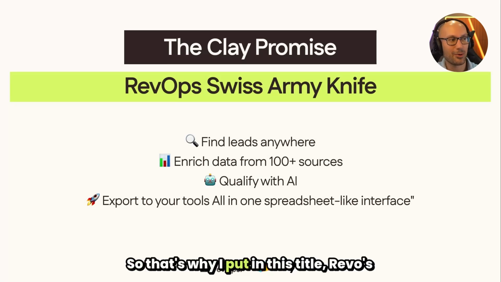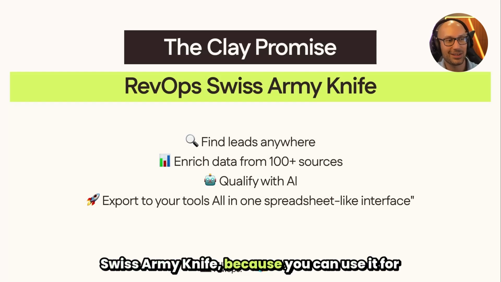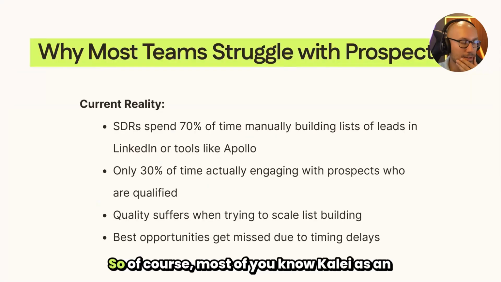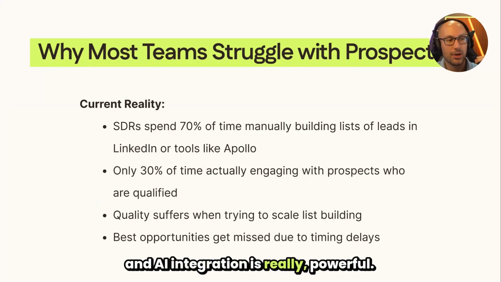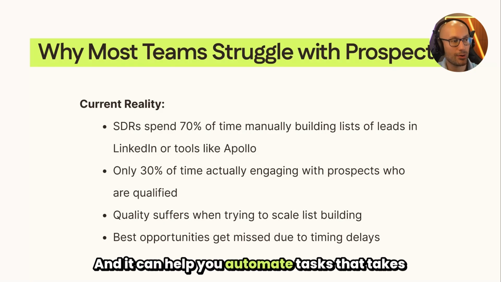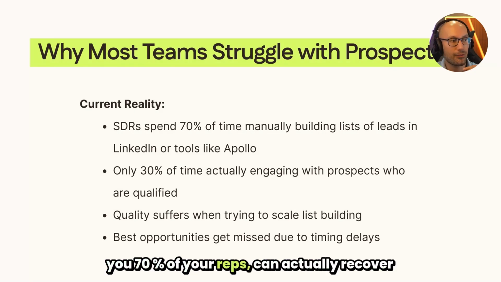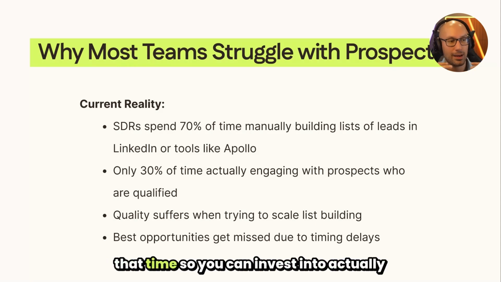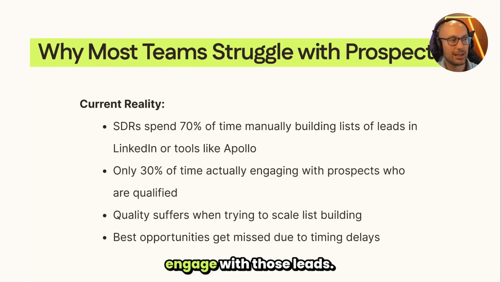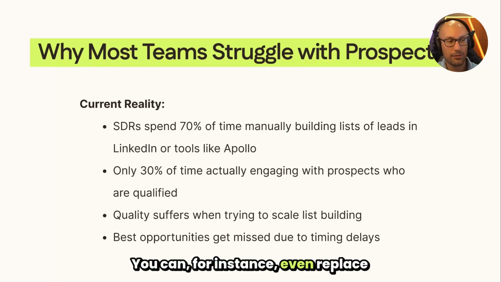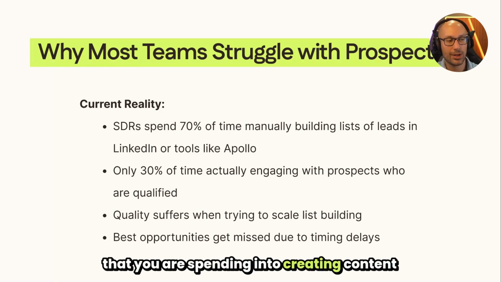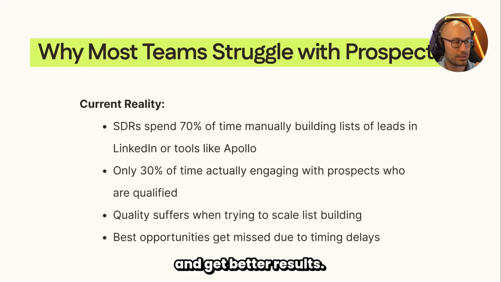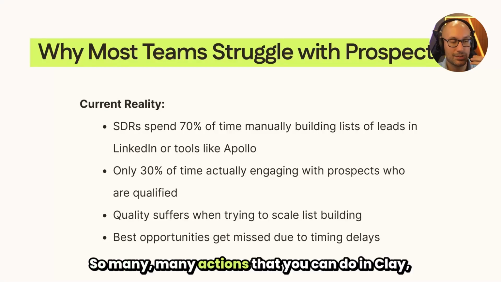So there are many use cases that Clay can help you with. That's why I put in this title, RevOps Swiss Army Knife, because you can use it for many, many things. Of course, most of you know Clay as an enrichment solution because their waterfall and AI integration is really, really powerful, and it can help you automate tasks that take up 70% of your reps' time, so they can recover that time and invest it into actually engaging with those leads. You can, for instance, even replace content creation tasks and decrease the time that you are spending creating content and get better results.